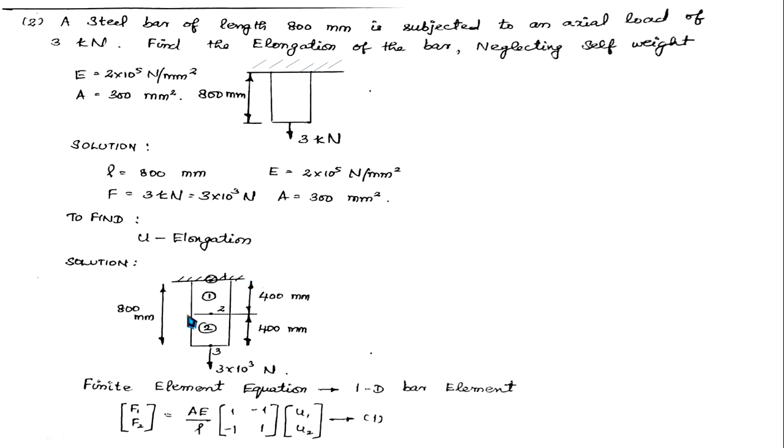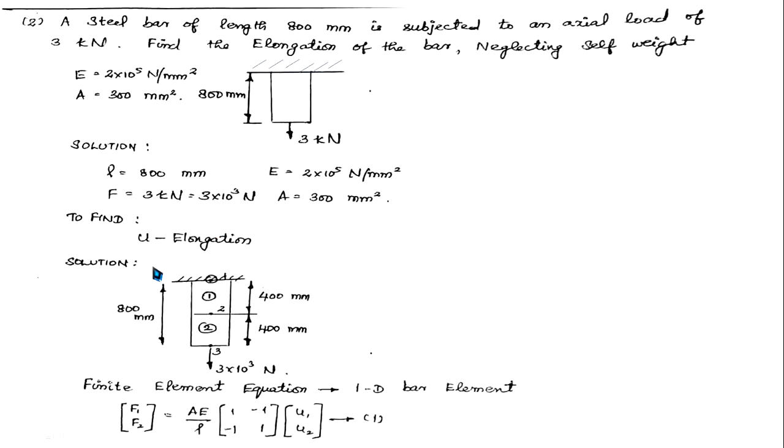That is what you can see here. I have divided the whole element into 2 elements. This is element number 1, this is element number 2. So the length of each element is 400 mm. This is node 1, node 2, node 3. The length of the bar is 800. Young's modulus, cross sectional area and force of 3 kilonewton are given. I have converted it into Newton.